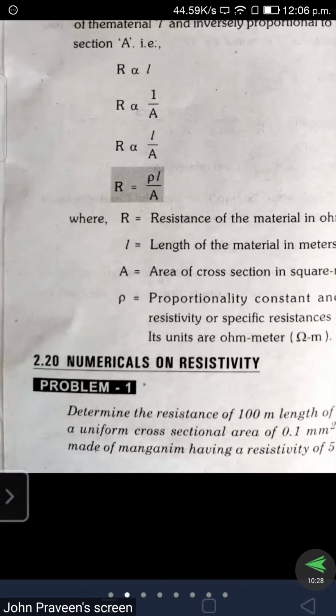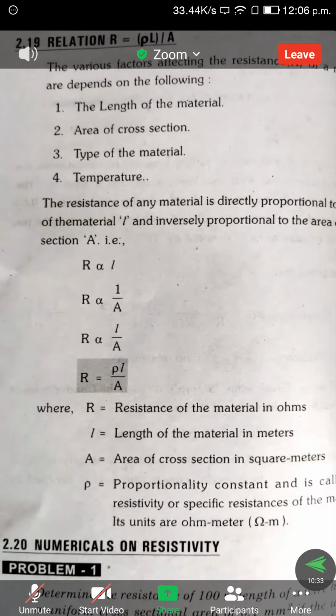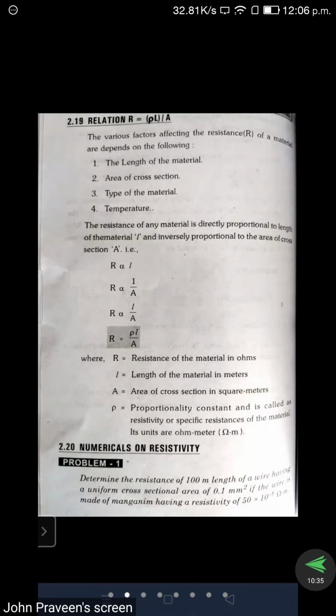For example, take conductive materials: copper, silver, aluminium. These are all conductive materials, but the composition will be different, so the conductivity will change. Gold has the highest, silver is the second, copper is the third, then aluminum is the fourth. These are all conductive materials, but the resistance value changes because of the internal composition. That is also one of the factors we consider while calculating resistance.